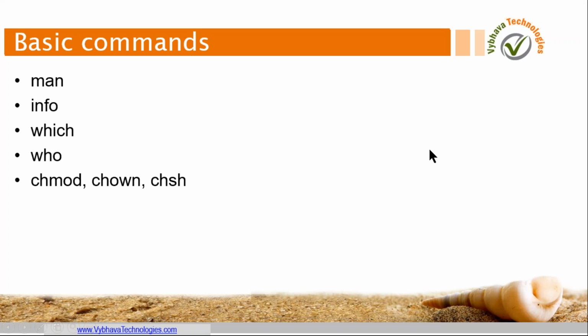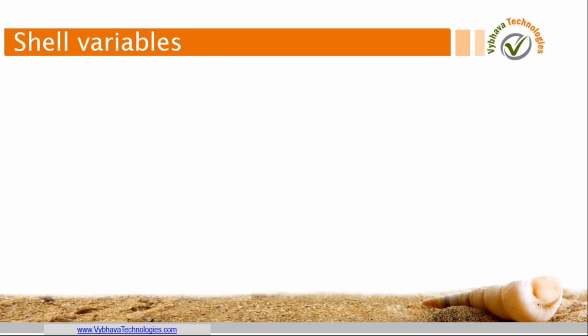Yeah, who helps you understand how many users are connected, and chmod, chown, chsh are all changing options. When you are going to allocate some file permissions, then you use chmod, for modification. If you want to change ownership, users, or groups, then you go for chown. With chsh, you switch from one shell to another shell. And date, we have seen. These are the basic commands which we are going to use in our scripting.